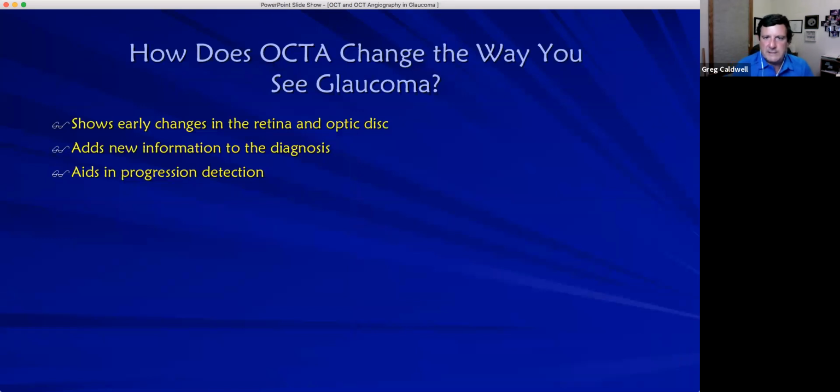So, how does OCT change the way we see glaucoma? It shows early changes in the retina and optic nerve. It adds information to the diagnosis, and it adds progression. Again, going back, we touched on visual fields, and visual fields measure function. We also talk about structure with OCT, nerve fiber layer, ganglion cell, and now we have the ability to use another structural measurement using the measurement of the radial peripapillary capillaries and the macula density of those patients.